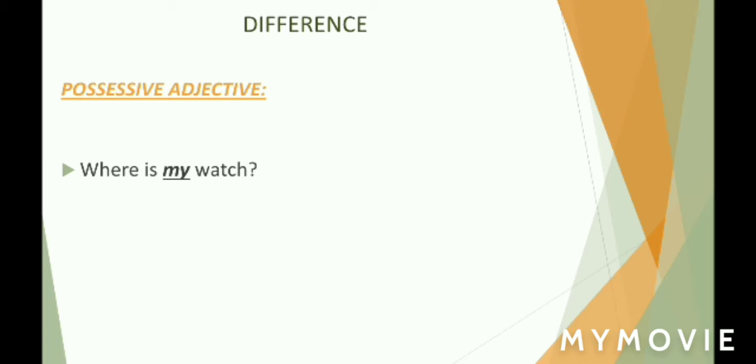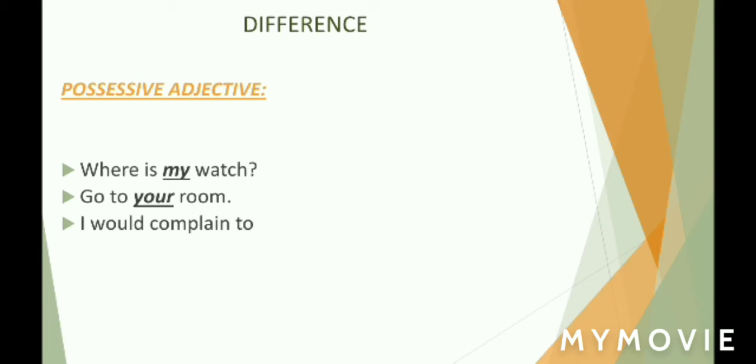Possessive adjective. Look at the first example. Where is my watch? Now, my is showing possession, but it is modifying watch as well. That's why it is a possessive adjective. Next example. Go to your room. Your is showing possession and it is a modifier of room as well. So it is a possessive adjective.